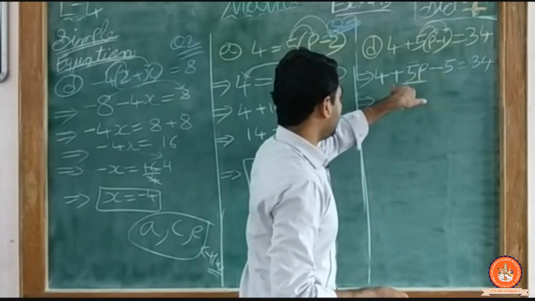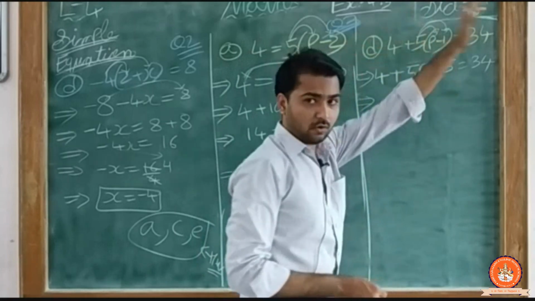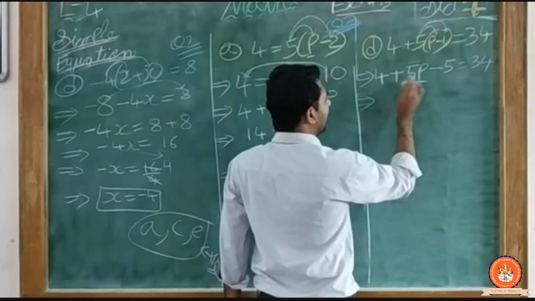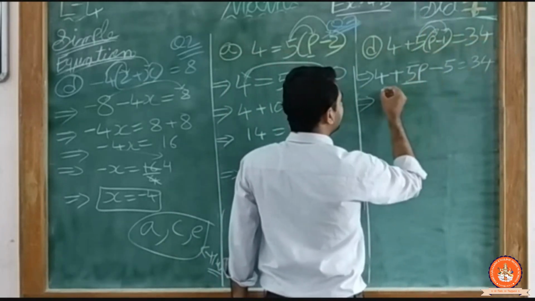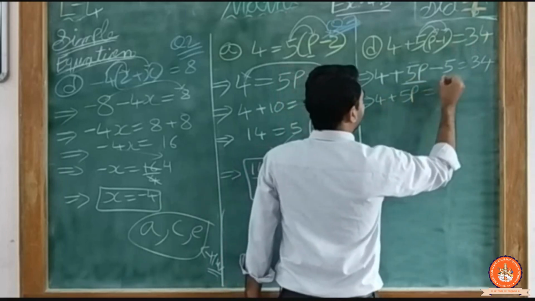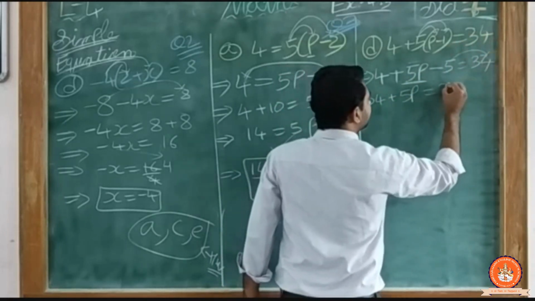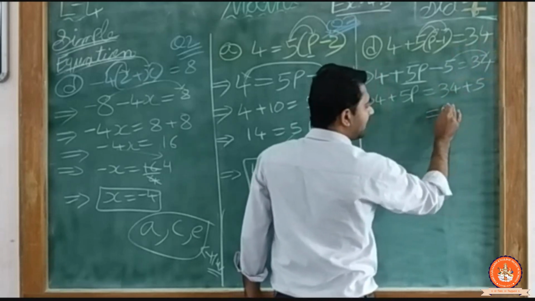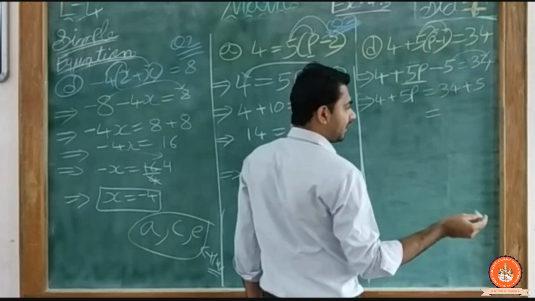this minus 4 and minus 5 will go onto the other side, that is the right side. So first of all I will take this minus number onto the right side and write 4 plus 5p as it is. So this minus 5 goes to the right side, that means 34 plus 5. So 34 plus 5 that means 39, 35, 36, 37, 38, 39.